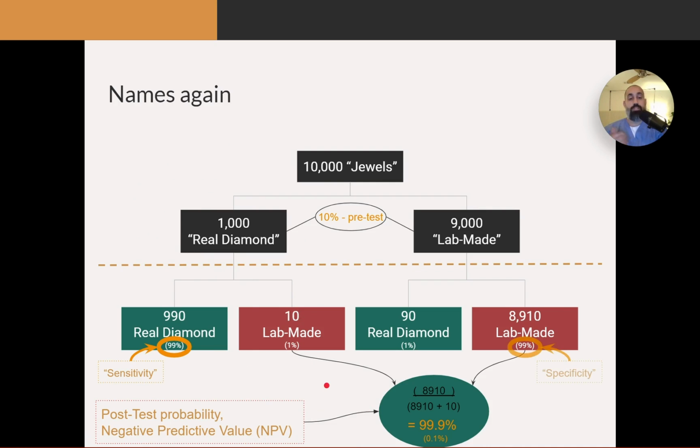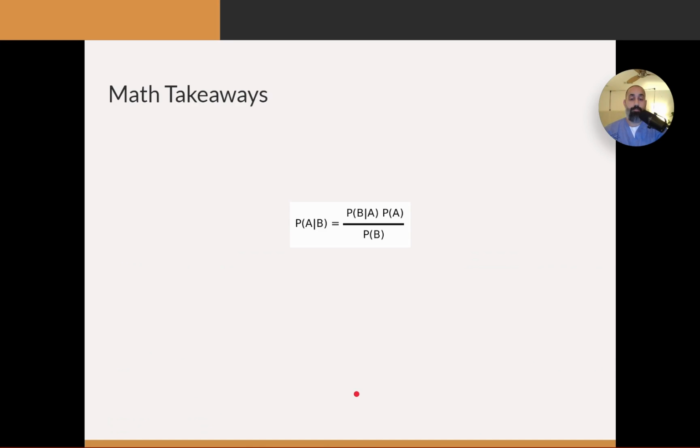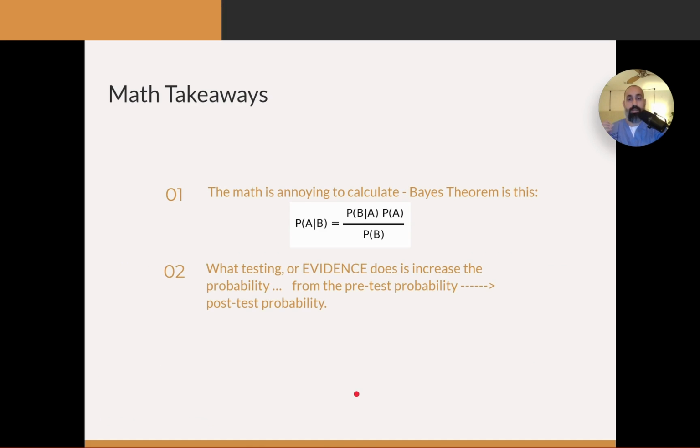Similarly, the specificity applies if we already know that it's fake, but it is not the same as the positive predictive value when we don't know whether the diamond is real or not. So this is the math if you want to relate it into some sort of single equation. It's annoying to calculate.